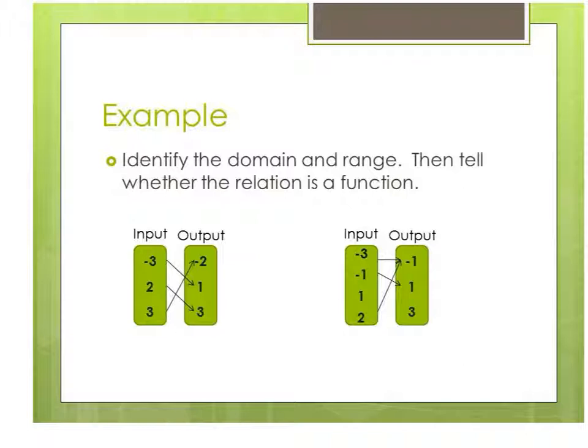So one way to show a mapping, I showed it with ordered pairs, but one way to show a mapping is using these kind of ovals that we draw lines or arrows to represent. This is actually called a mapping. So identify the domain and range and then tell whether each one is a function. So your domain is going to be which values are in the input. So this would be -3, 2, and 3. And our range is going to be which values are in the output. So -2, 1, and 3. And the question is, is this a function?